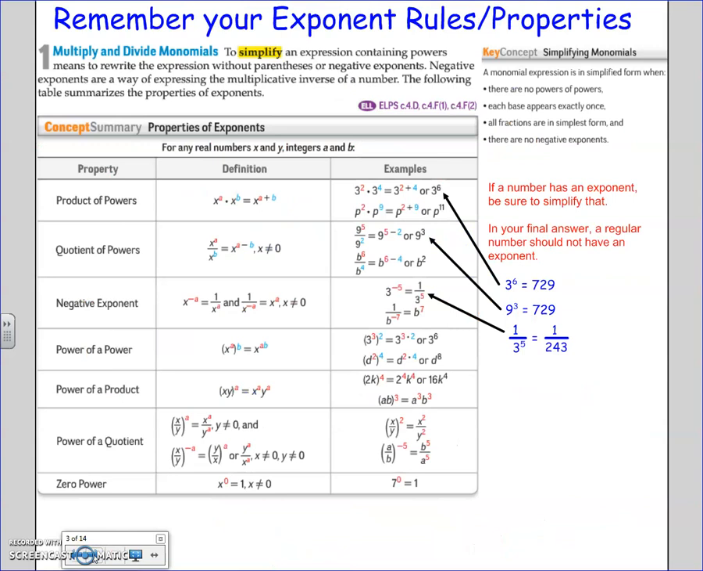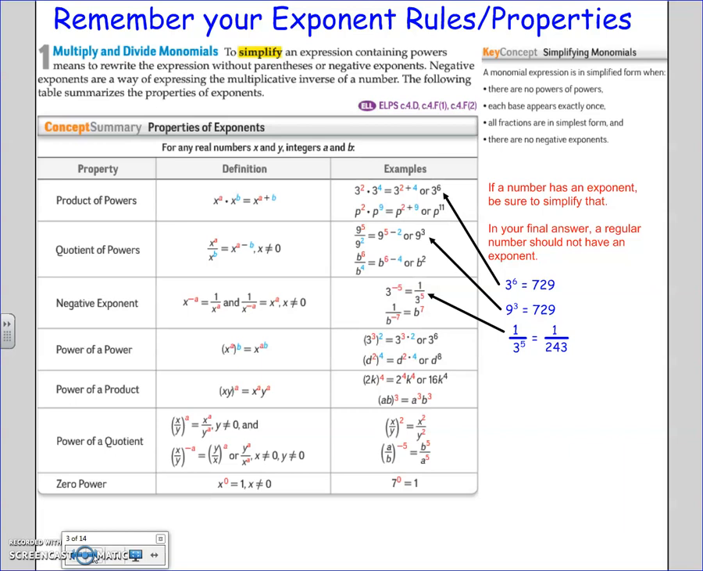Make sure you know your exponent rules as well. They're all there. Look at the examples. Make sure you read the thing on the side. So make sure you know if there's a number with an exponent, be sure to simplify that. So in your final answer, a regular number should never have an exponent. So they should change 3 to the 6th power into 729, 9 to the 3rd power into 729, 1 over 3 to the 5th power to 1 over 243.